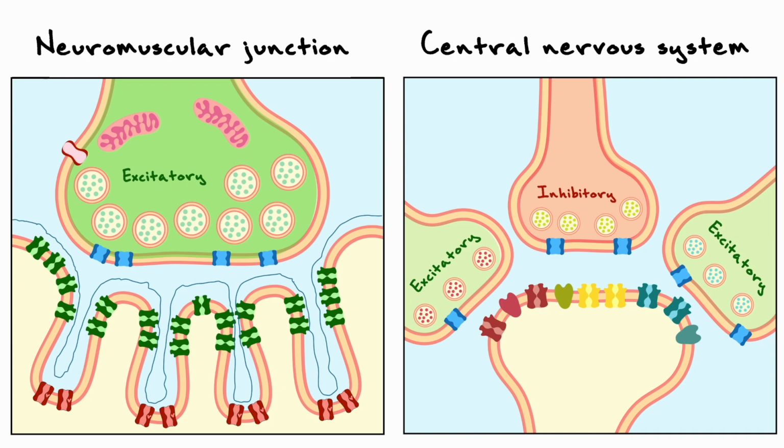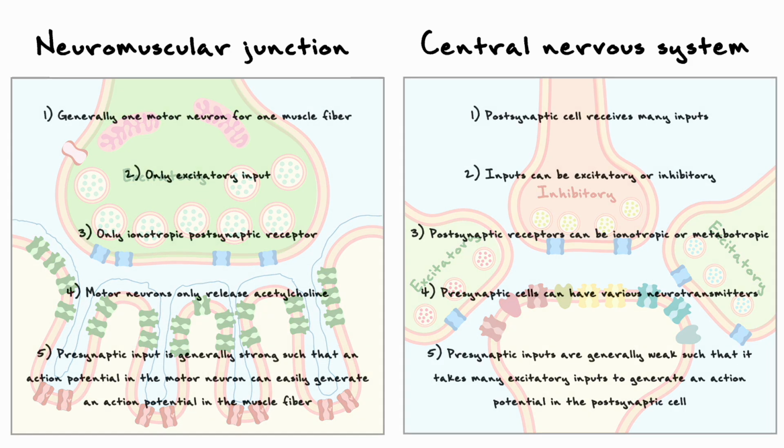Another very important distinction between the two systems is that action potentials in the neuromuscular junction will usually produce an action potential in the muscle fiber. As we've discussed, the threshold for action potential in the muscle fiber is rather low, so the effects of acetylcholine are very strong. In the central nervous system, the presynaptic inputs are generally weak, such that it takes many excitatory inputs to generate an action potential in the postsynaptic cell. Also, given the addition of inhibitory inputs on the postsynaptic cell, it adds an additional layer of integration that we will have to consider.